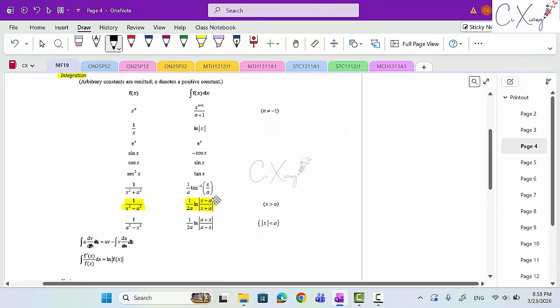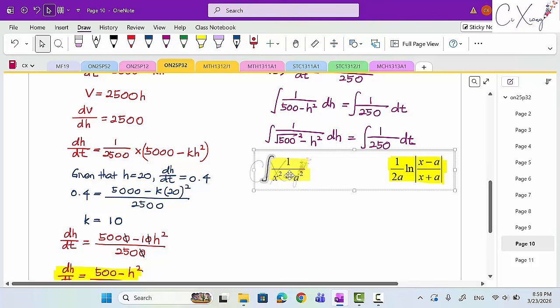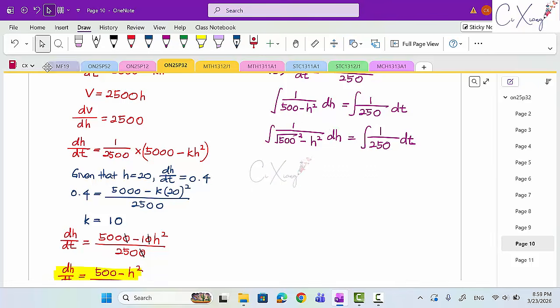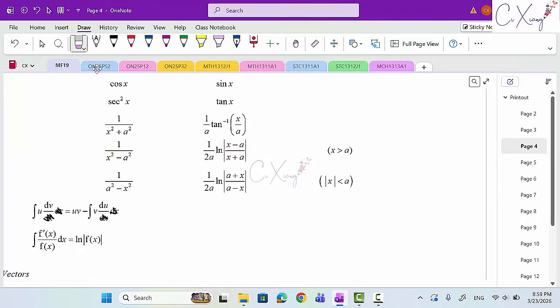Oh, sorry, I think I copied the wrong formula, because the variable here is square root 500 squared minus h squared. So the variable is at the back. I should be having a squared minus x squared. So sorry, this one is a wrong formula. Okay, so I go back to the formula booklet, and now I'm looking for this particular part, this one, a squared minus x squared.